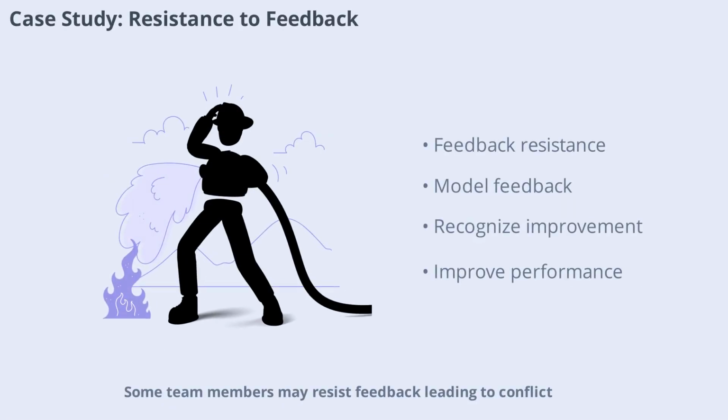Some team members may resist feedback, leading to conflict. The source is feedback, and the stage is felt conflict. You create a feedback-friendly culture, model constructive feedback, and recognize improvements. Over time, resistance decreases and team performance improves.